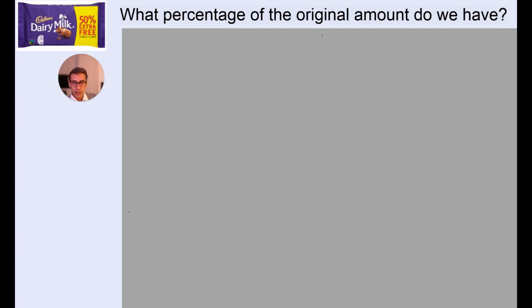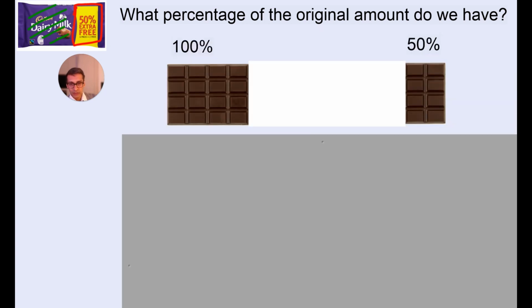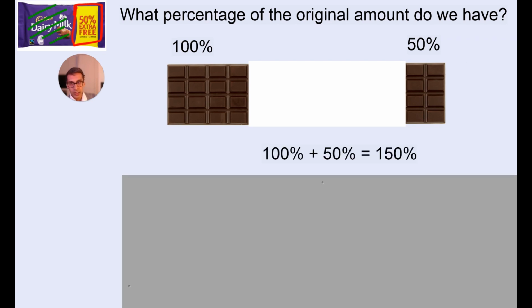All right, so here's an example of a chocolate bar where you get 50% extra free. So you get your original amount and then you get this little extra bit. Okay, so the question is, what percentage of the original amount do we now have? Well, you start with 100%, you add half extra onto it, so it's 50%, and you end up with 150%. So that's our percentage increase. This is a 50% increase, okay?